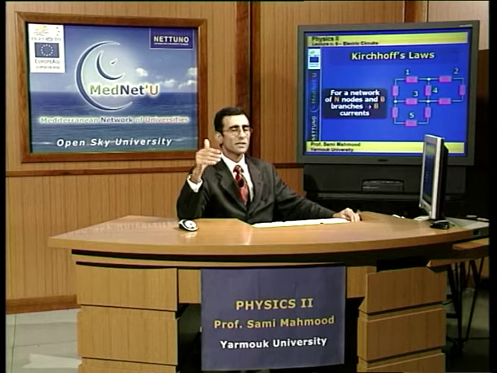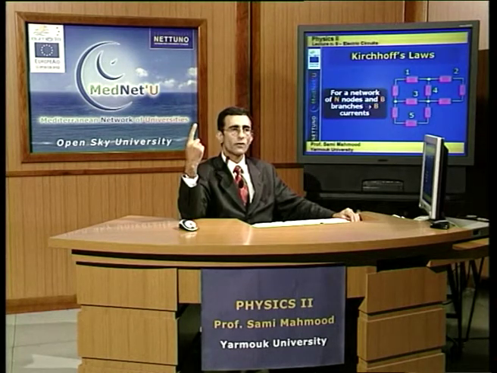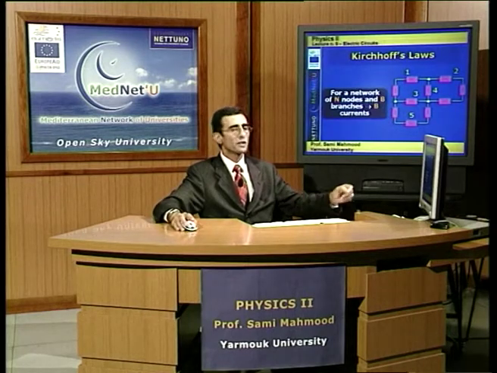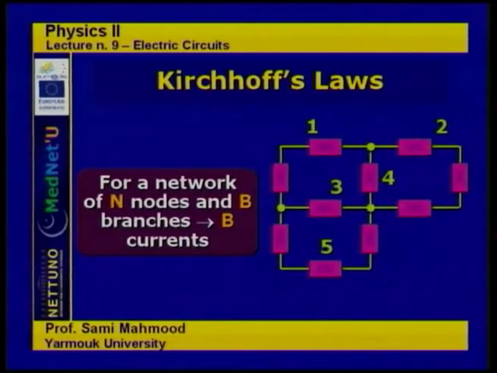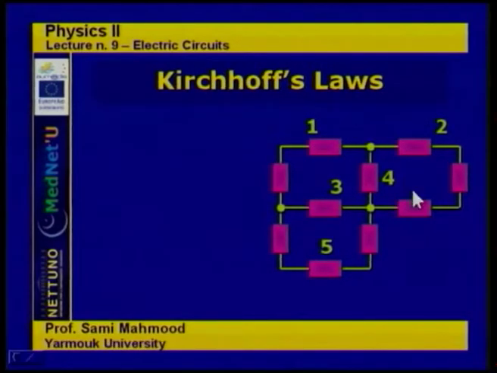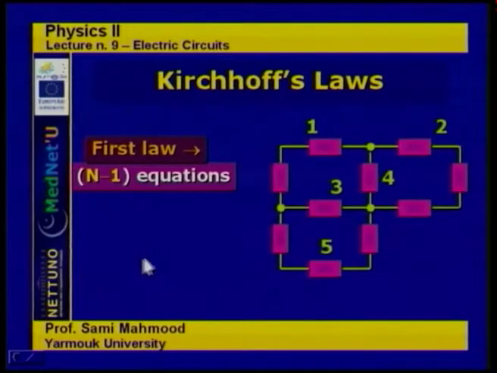This is not a simple case like the loop, where we have one loop and one current to determine. In the figure shown here, we have 3 nodes and 5 branches. In this case, we have 5 different currents, and we must have 5 equations. So how do we get these equations? The first law gives N minus 1 equations, because one equation comes from the node where the current splits, and the last node is usually trivial.